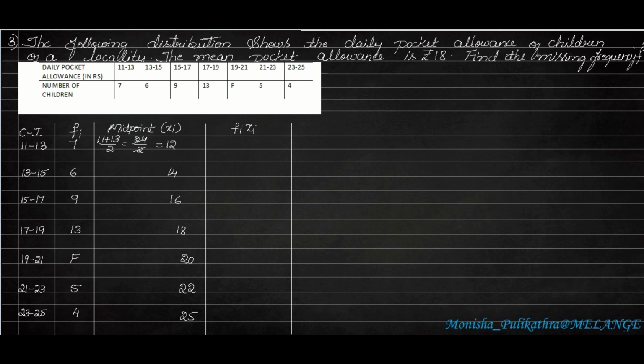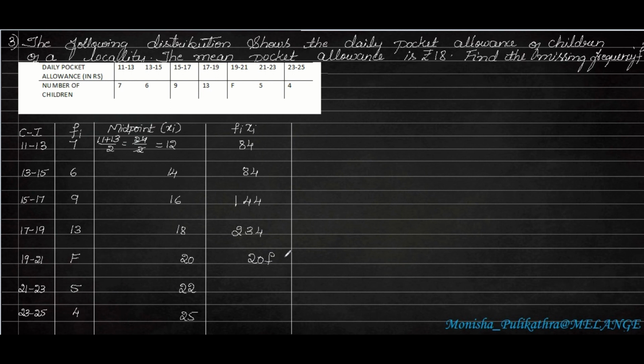So next Fi into Xi. That is Fi into Xi. Okay. So that is 12 sevens are 84. 14 sixes is also 84. Next 16 nines are 144. Next 18 into 13 is 234. Next 20 into F. Here F is there, where we have to find out this missing term. So 20 into f is 20f itself. Okay, it is 20f. So we have to write it in the tens place. Okay, so here we have to write 20f.